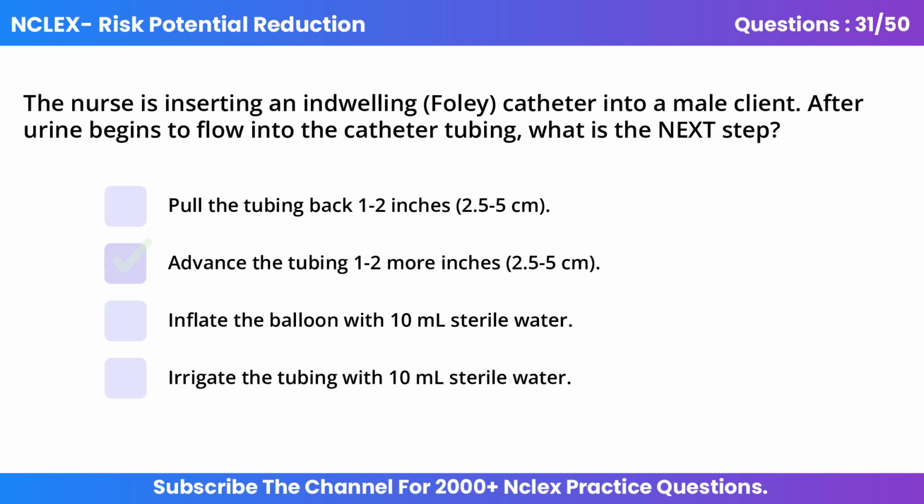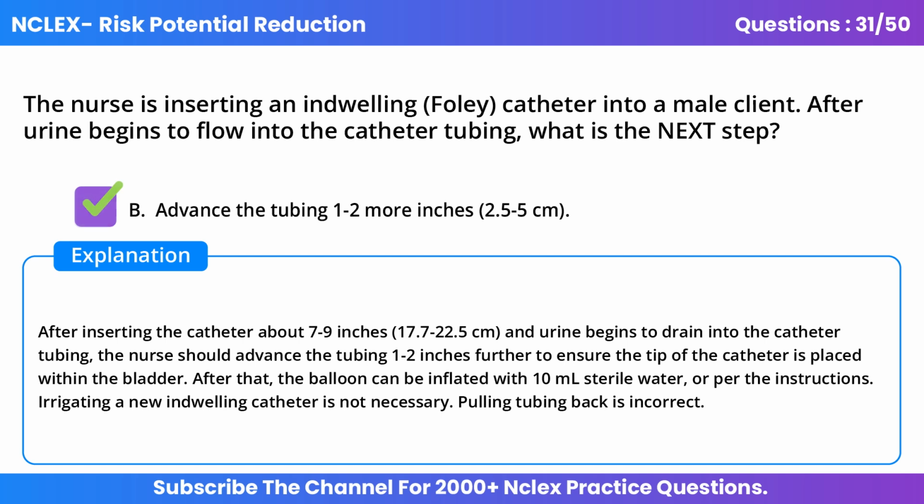B. Advance the tubing 1 to 2 more inches, 2.5 to 5 centimeters. After inserting the catheter about 7 to 9 inches, 17.7 to 22.5 centimeters, and urine begins to drain into the catheter tubing, the nurse should advance the tubing 1 to 2 inches further to ensure the tip of the catheter is placed within the bladder. After that, the balloon can be inflated with 10 milliliters sterile water, or per the instructions. Irrigating a new indwelling catheter is not necessary. Pulling tubing back is incorrect.